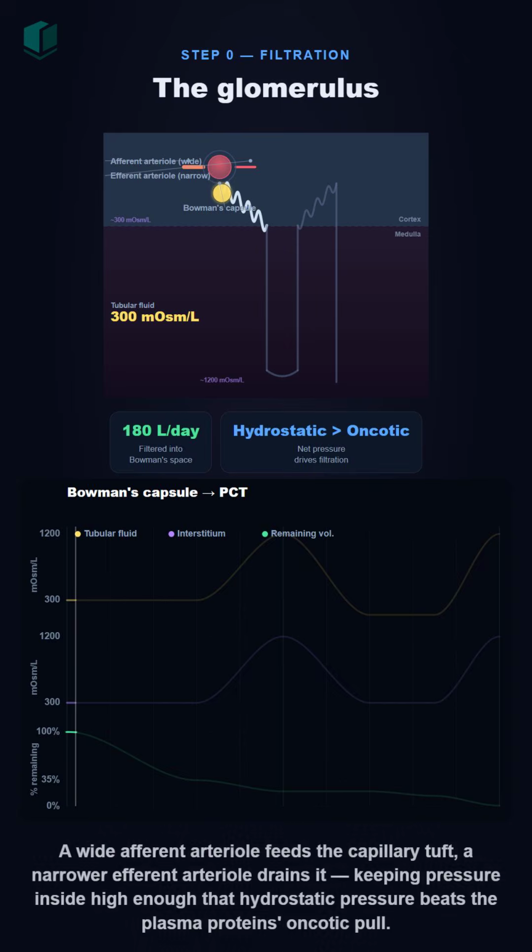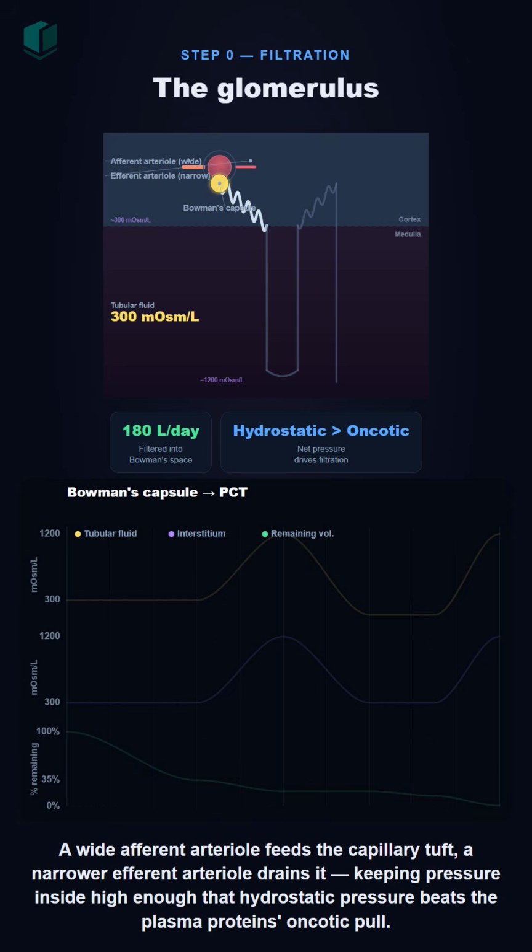Filtration happens at the glomerulus, a capillary tuft fed by a wide afferent arteriole and drained by a narrower efferent arteriole, keeping pressure inside it high. Hydrostatic pressure pushes fluid out across the barrier. Oncotic pressure from plasma proteins pulls back in. Hydrostatic wins, so about 180 liters filter into Bowman's space daily. Water, ions, glucose, and amino acids pass freely, while red cells and albumin stay behind.